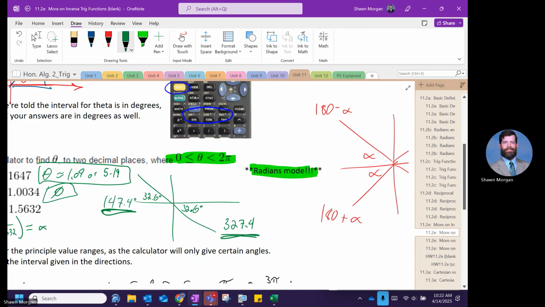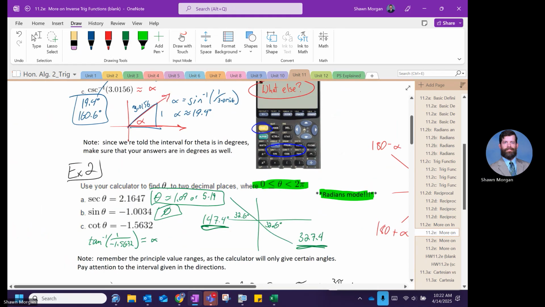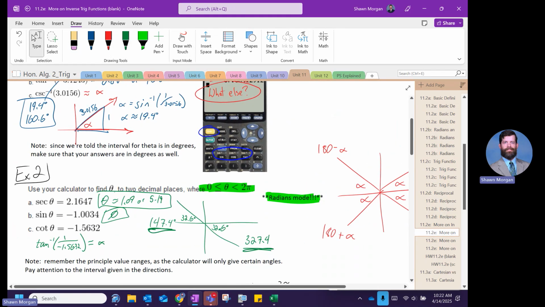Kenneth, question. Yeah, I put in inverse cosine 1 over 2.1647. Sure. That's in degrees. Multiply that by pi over 180, and it should get you one of these two, I think. And holler back at me if it doesn't. We'll troubleshoot.